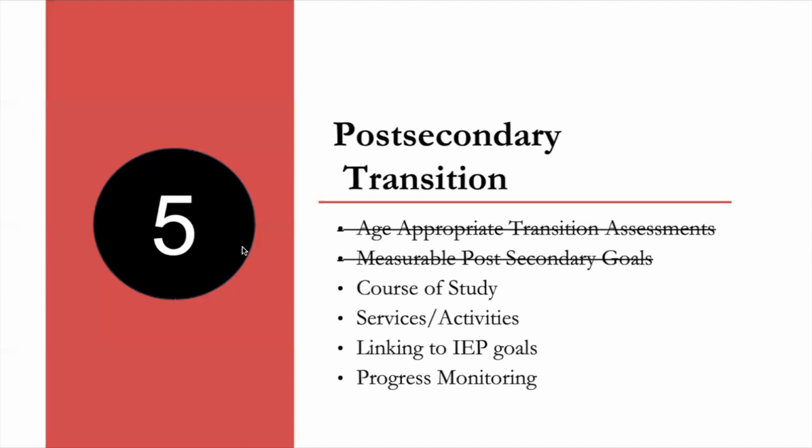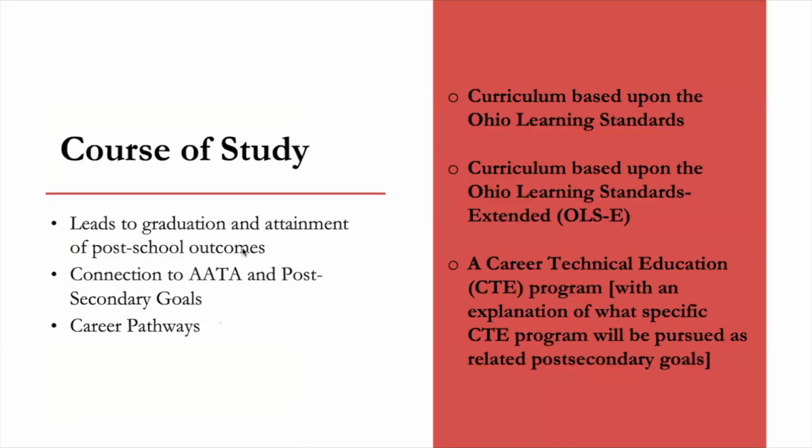So once we have our goals, you've completed the future planning, you've done the AATA, you've written those post-secondary goals, now you need to decide the course of study that the student is going to be completing. I know this was brought up a little earlier on in our conversation. So take notes. Course of study leads to graduation and attainment of post-school outcomes. It's the connection to AATA and post-secondary goals, and it's your career pathways. The selection of a course of study is an individual decision based on the student's post-school outcomes and individualized needs. It may include a combination of courses and programming. Consider the accommodations and requirements a student may need to help them successfully navigate the course.